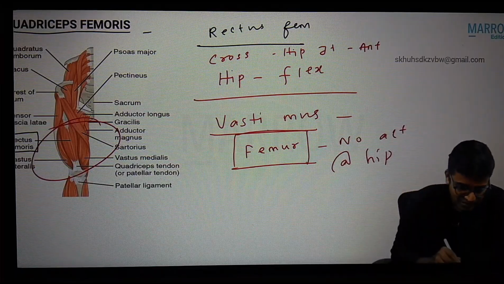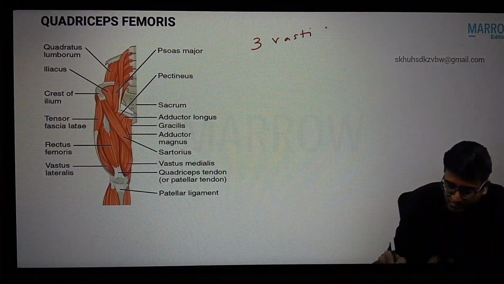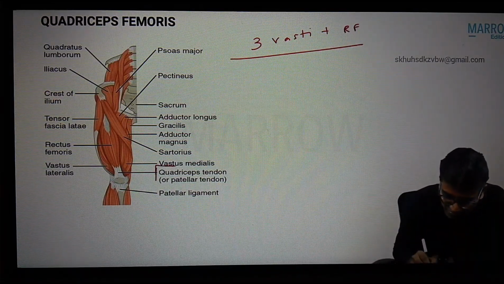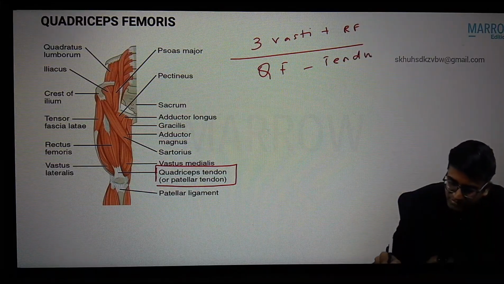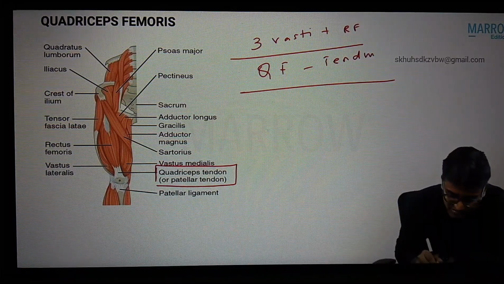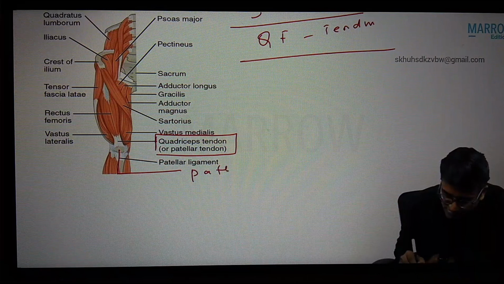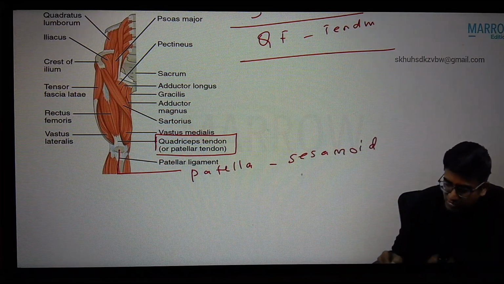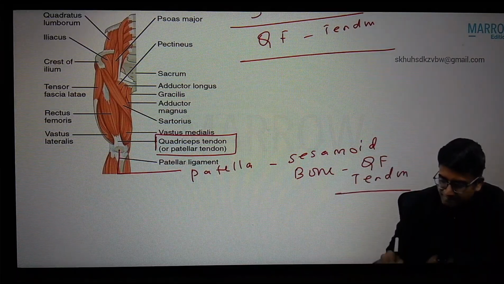Okay, right. Now, the 3 vasti muscles and the rectus femoris form one common tendon, the quadriceps femoris tendon. In the tendon of the quadriceps femoris, one sesamoid bone is formed. Can you see the sesamoid bone here? Yes, that is our patella bone. So the patella is the sesamoid bone formed in the tendon of the quadriceps femoris.